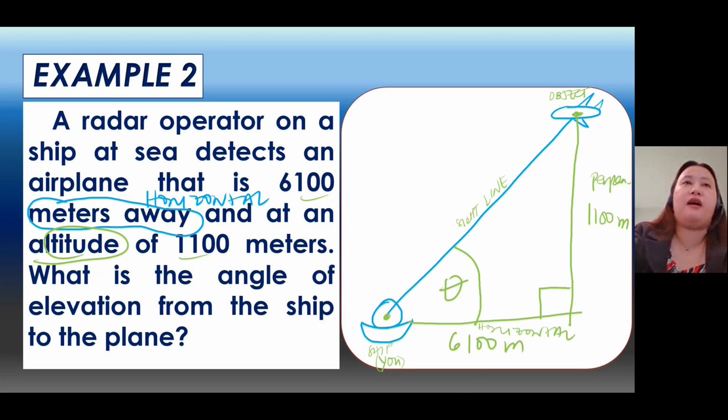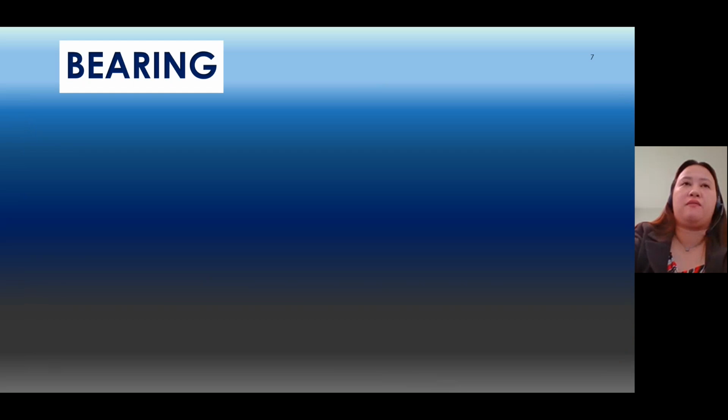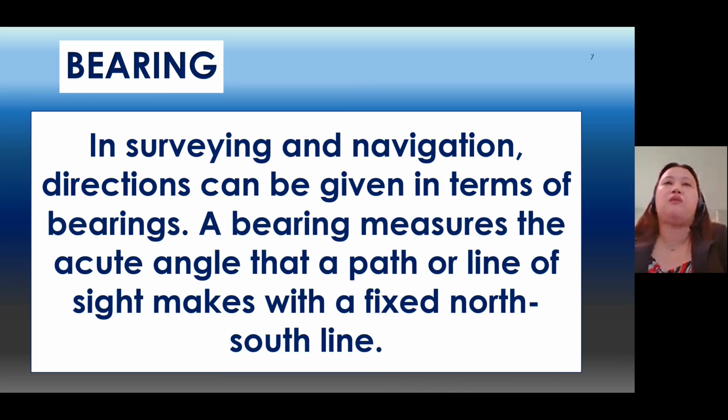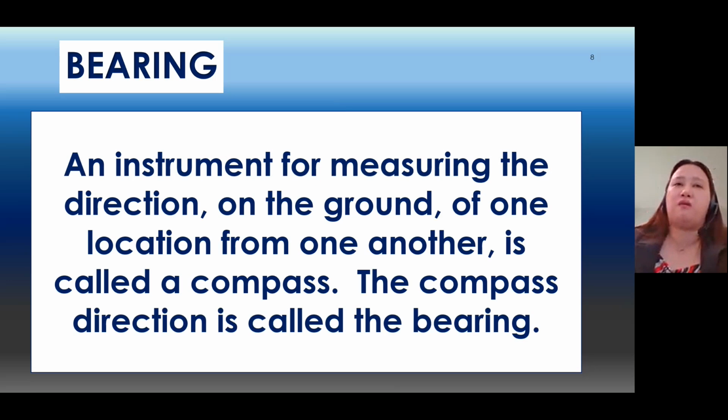So let us have now the bearing. Bearing is used in surveying and navigation, so directions can be given in terms of it. A bearing measures the acute angle that a path or line of sight makes with a fixed north or south line. The instrument that we use in measuring the bearing is the compass. Okay.